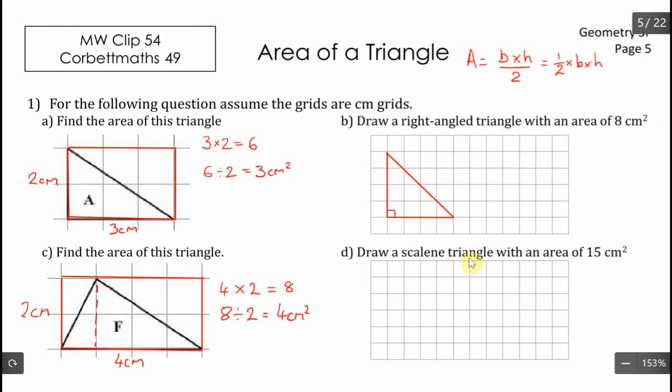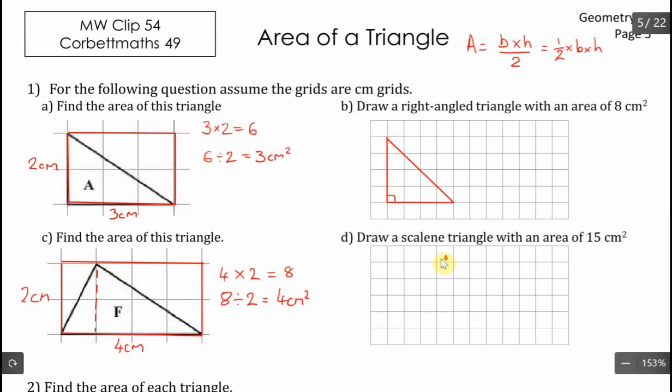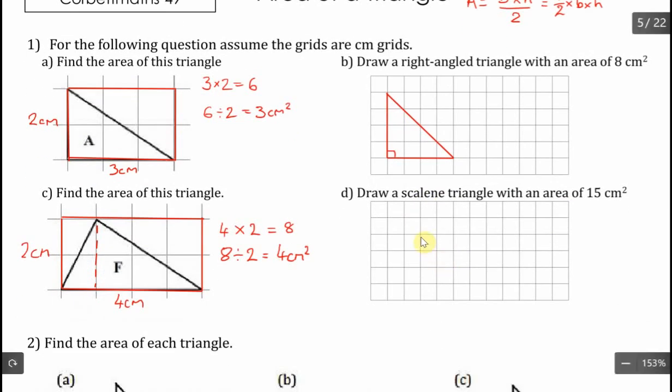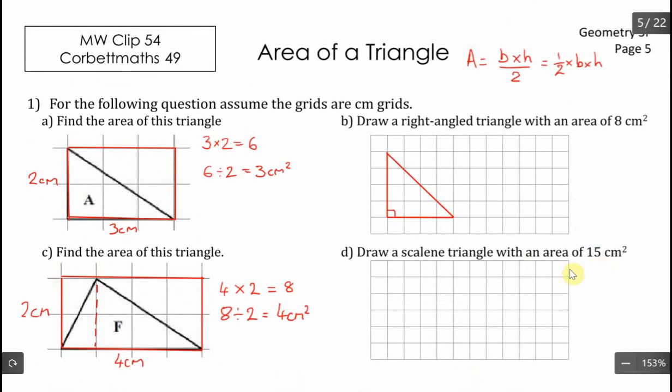D says, draw a scalene triangle with an area of 15 square centimeters. So scalene means not a right angle triangle, all different lengths. So let's go for the area of the rectangle around the triangle has to be 30. So let's go with 6 wide by 5 high. That should be fine.